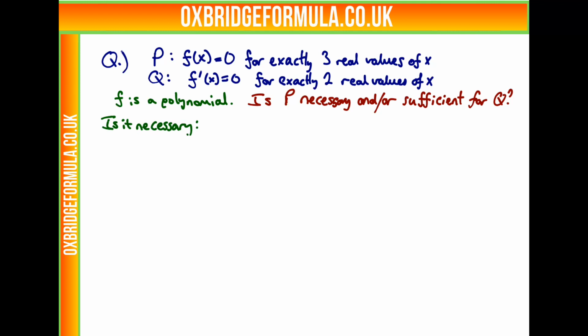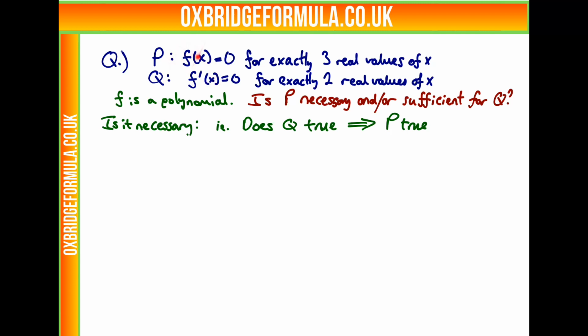So let's first look at necessary. Well, what does that mean? That means if P is necessary for Q, then Q being true implies P being true. So if our polynomial has 2 stationary points, which is what Q is saying, then it has 3 roots. Okay, so does this seem true?